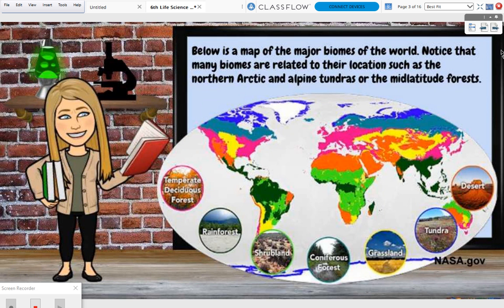So here is a map of major biomes of the world, and you'll notice that many biomes are related to their location, such as the northern Arctic and alpine tundras or the mid-latitude forest. So this graphic came from NASA, and I really liked the colors that they used because it makes it very evident how the different biomes are directly related to their position on the globe.